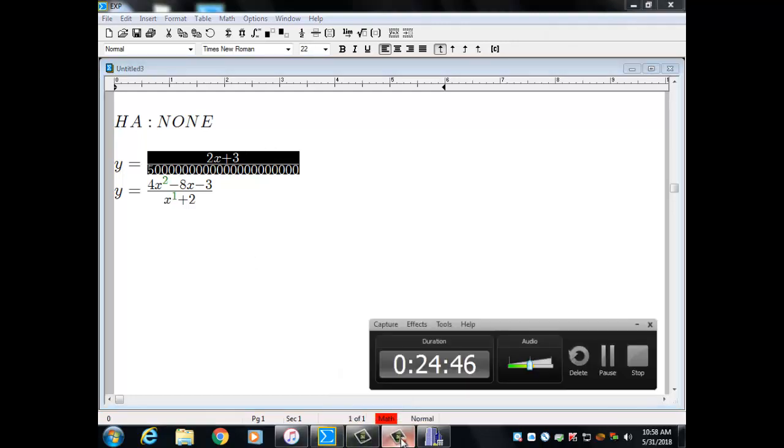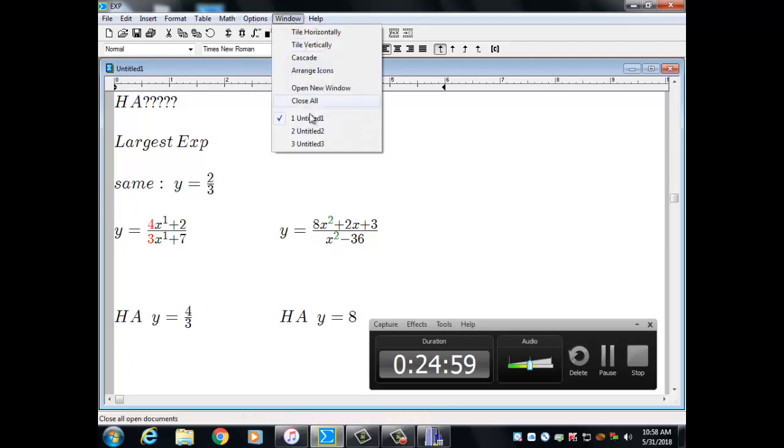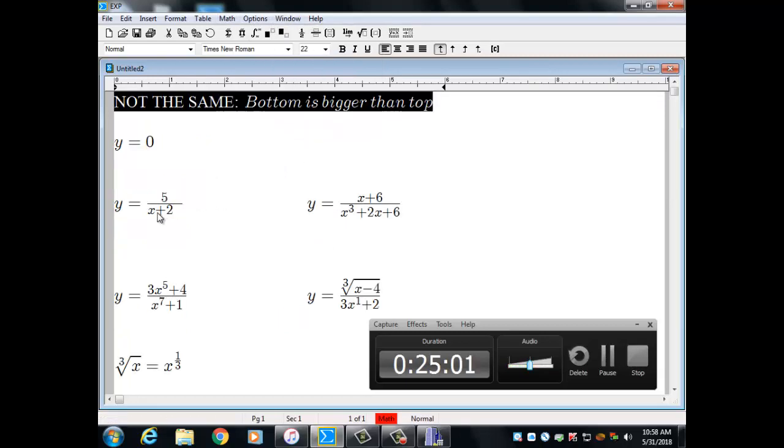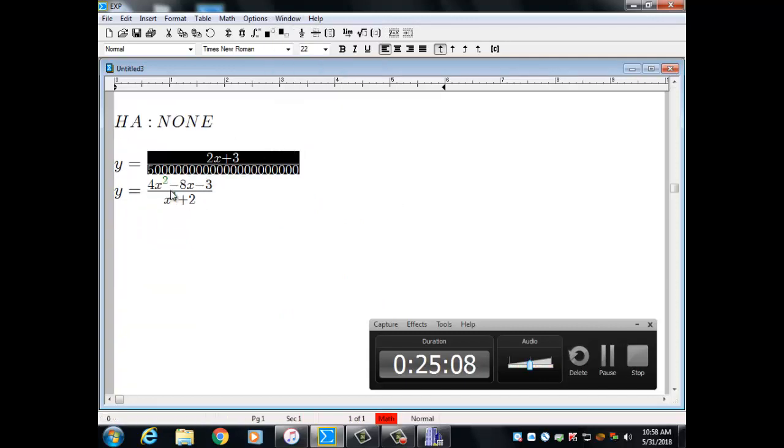So, horizontal asymptote. Let's just cover this again. If the exponents are the same, we use the numbers out front. If the exponent on the bottom is bigger, we use y equals 0. And if the exponent on top is bigger than the bottom, then we use none. Is that fair?